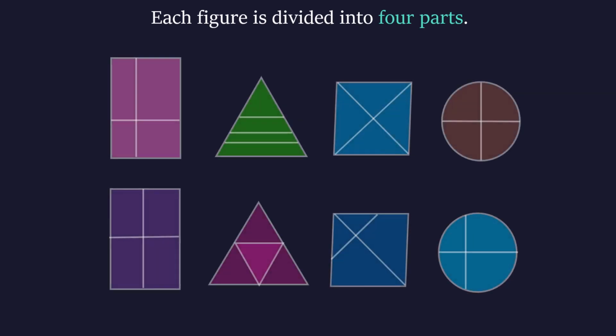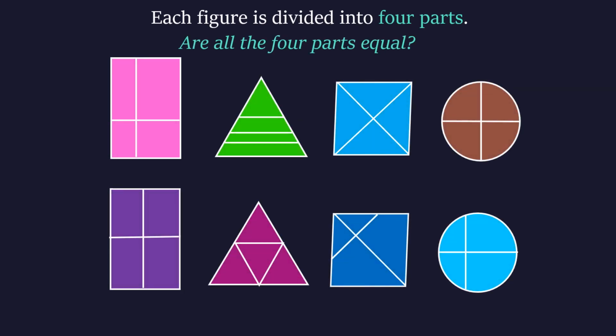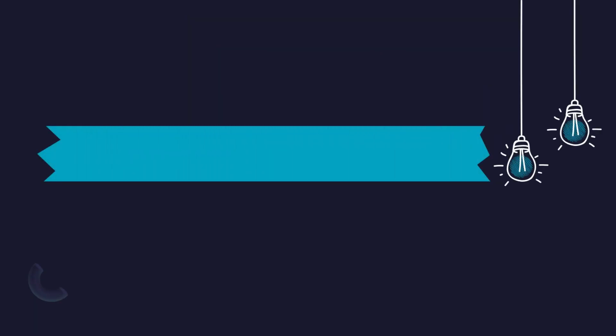Now let us see how many of these figures are divided into 4 equal parts. The first one, no. Second one, purple color, yes. Triangle, green color, no. Pink color triangle, yes. It is divided into 4 equal triangles. Square, yes. The next square, no. The circle, yes. The last one, no. So when an object is divided into 4 equal parts, it is called 1/4.